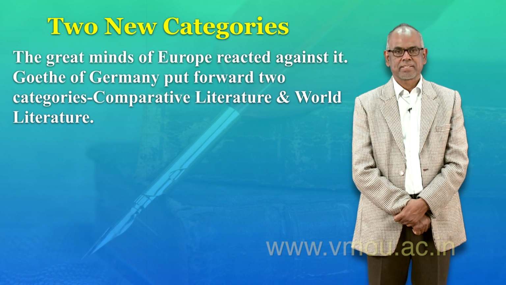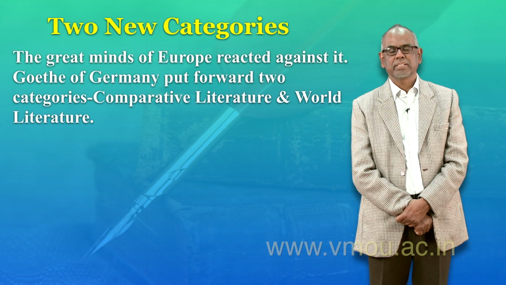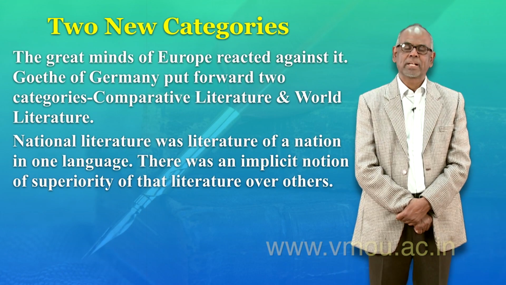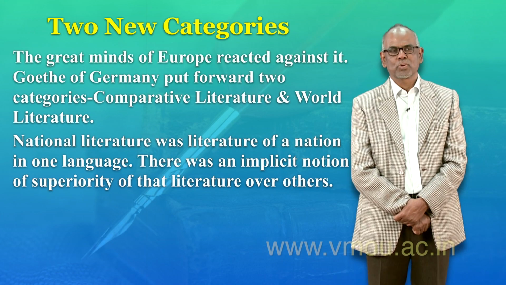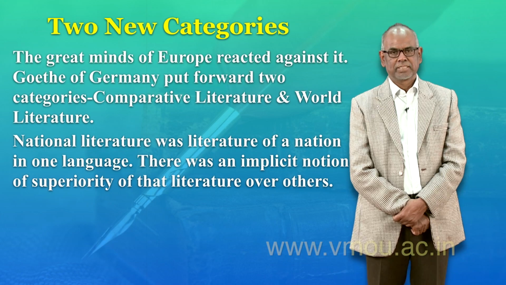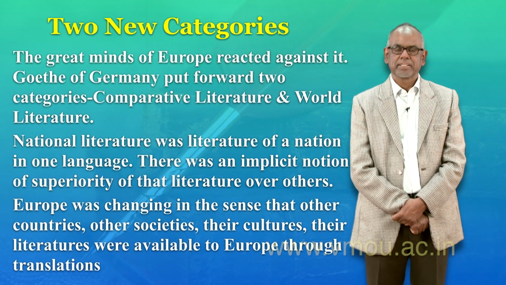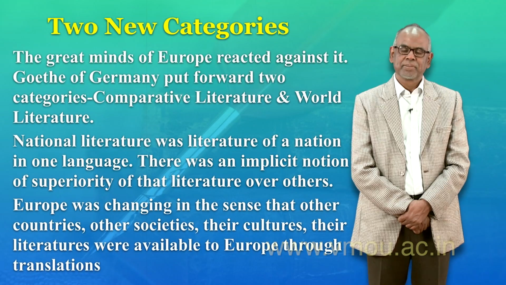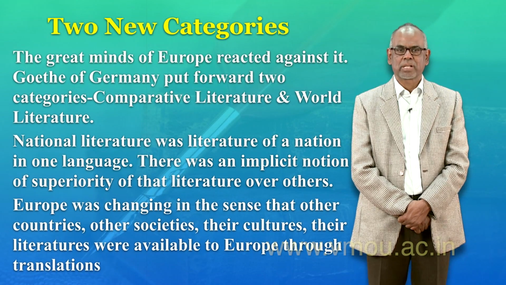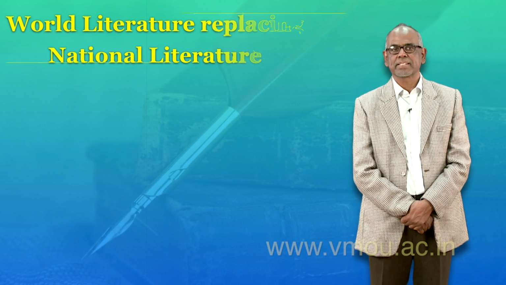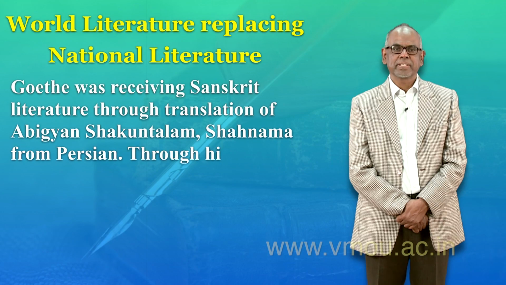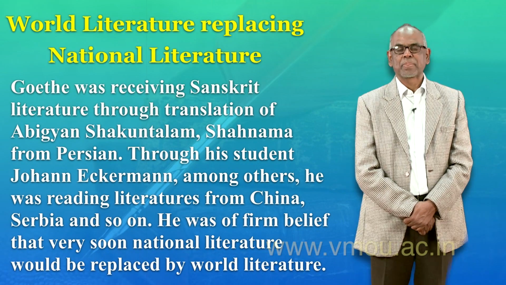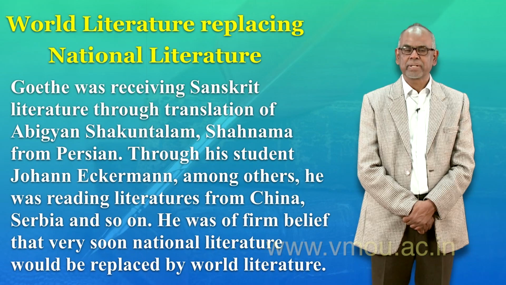And two categories were put forward. One was comparative literature, another was world literature. National literature was literature of a nation in one language, and there was implicit notion of superiority of that literature over others. Europe was changing in the sense that other countries, other societies, their cultures and their literatures were available to Europe through translations, and in the process what we see is that Goethe was receiving Sanskrit literature through translations of Abhigyan Shakuntalam, Shahnama from Persian, through his students Johann Ackermann amongst others.